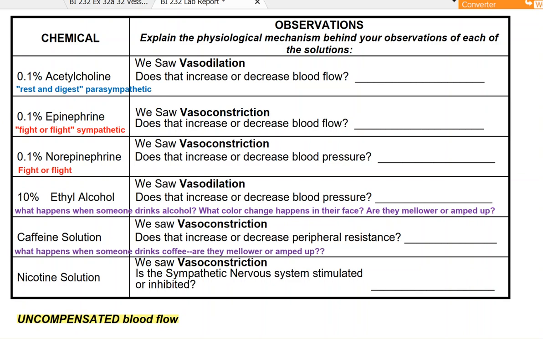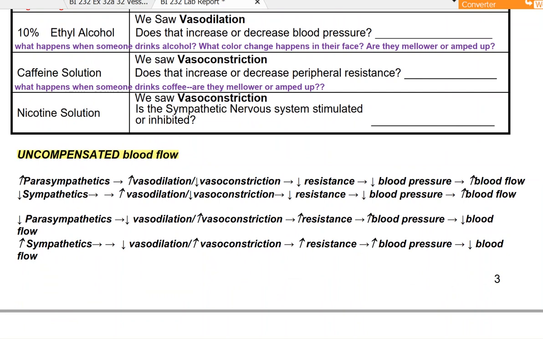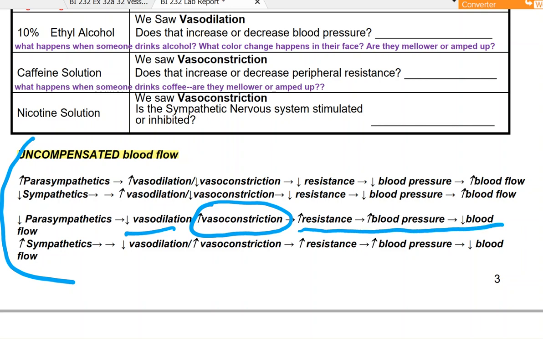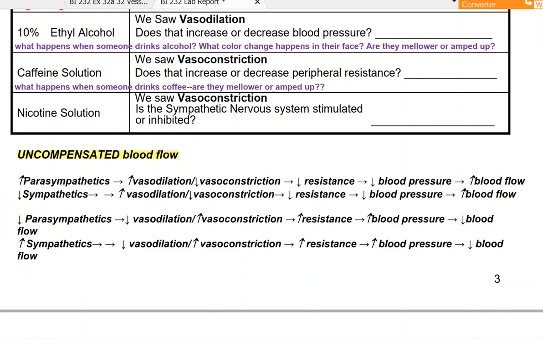Please remember that this chart down at the bottom is very useful. If you go down here and you see an increase in vasoconstriction, then all this other stuff is happening. If you see an increase in vasodilation, then all the rest of that stuff goes with that. So this chart should be very useful to answering the questions above.